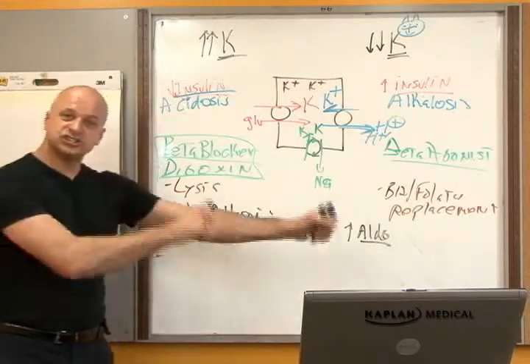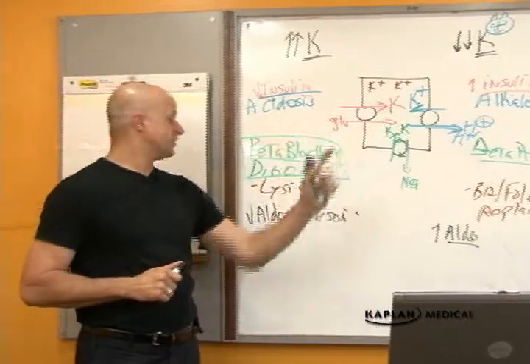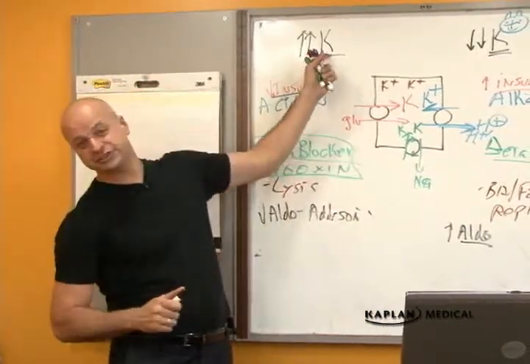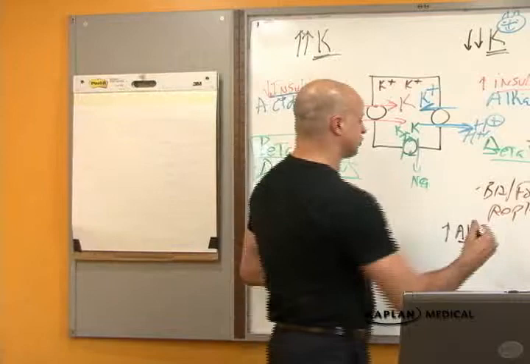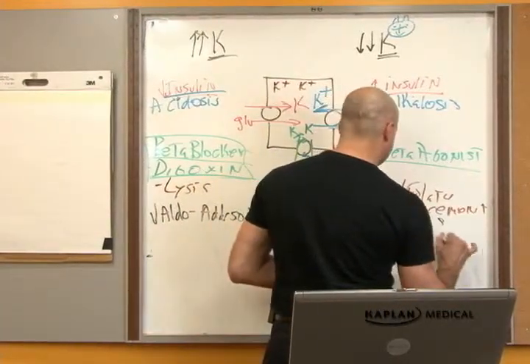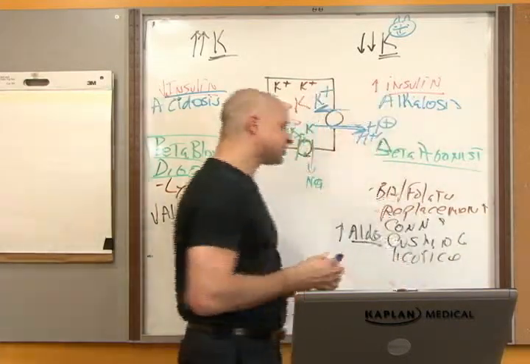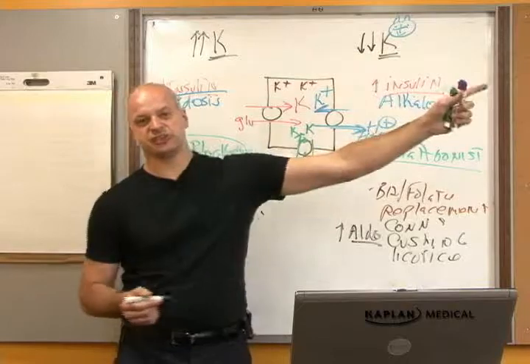Addison's is because aldosterone makes you retain sodium and excrete potassium and hydrogen ions. If you don't have aldosterone, you retain hydrogen ions. Aldosterone, Conn's, Cushing's, licorice. What happens is that all this extra aldosterone makes you excrete potassium.